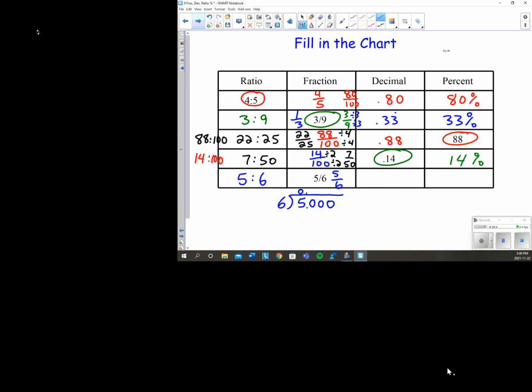6 goes into 50. Well, 6 times 8 is 48. 50 take away 48 is 2. Bring down the 0. 6 goes into 20 3 times, which makes 18. Bring down the 2 again, and the 0. And it looks like I'm going to have a repeating decimal again. I got 0.833 repeating. So as a percentage, again, just move it over 2 places. That's 83.3%.